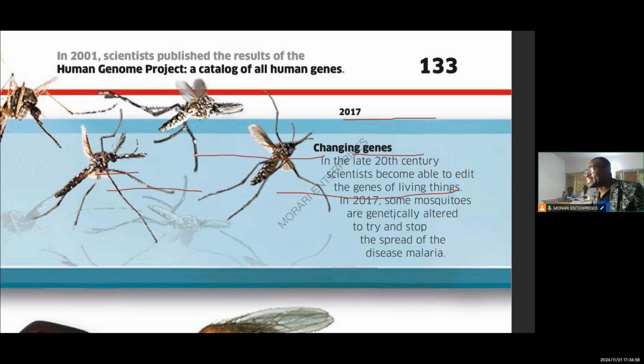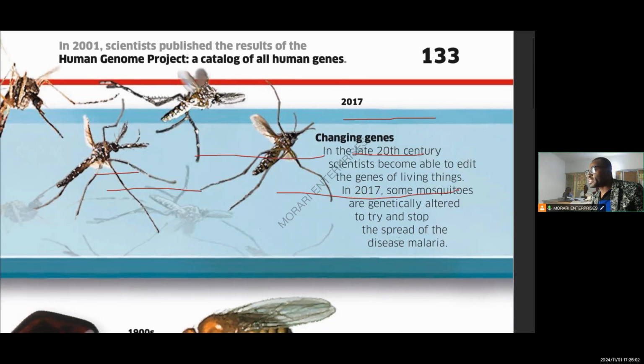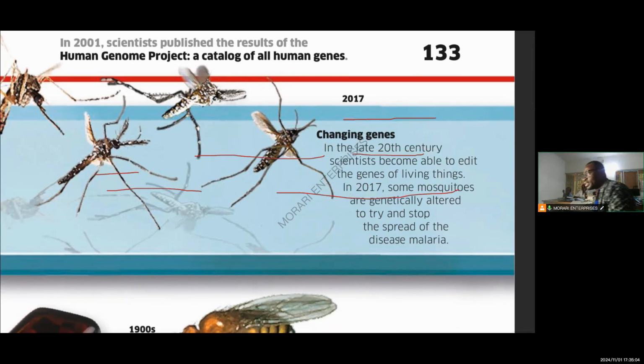Some mosquitoes are genetically altered to try and stop the spread of the disease malaria. So how do they alter those mosquitoes? They alter them so that they cannot give birth. That's one way of altering them. You have to find the gene that is responsible for birth. If something cannot give birth, we say that thing is sterile. We use the vocabulary sterile.